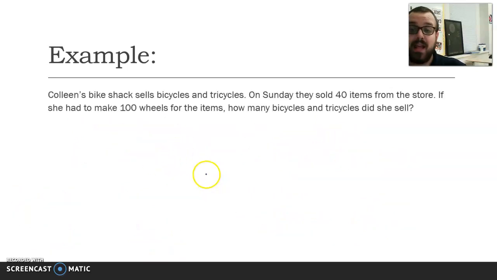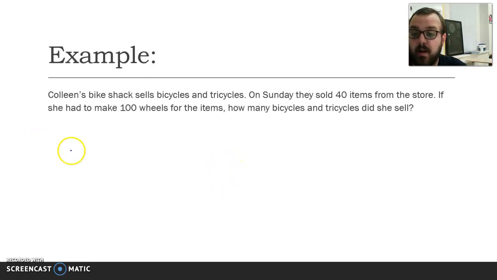Next problem here, we have Colleen's Bike Shack that sells bicycles and tricycles, okay? So she has a store that's selling bikes and tricycles. Again, we are expected to kind of know, as you're going to see in this problem, how many wheels a bike has and a tricycle has, okay? They sold 40 items from the store. She had to make 100 wheels for all the items. How many bicycles and tricycles did she sell?